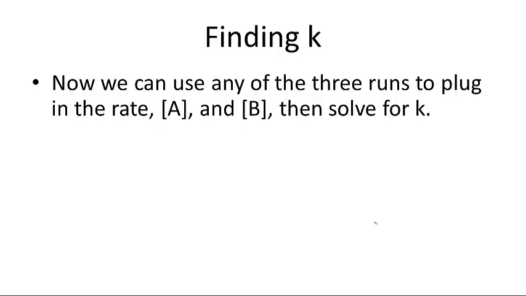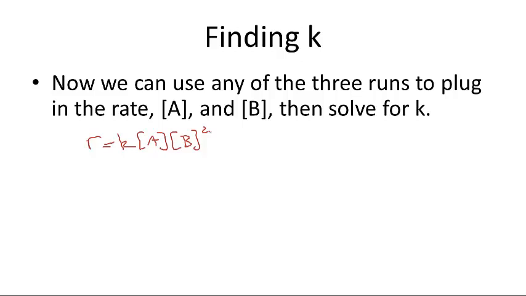You plug in 1 point and solve for the constant. I always like to find the one that has 1. So if our rate law is this, let's be efficient with our time. Which run, 1, 2, or 3, do you think it would be easiest to find k for? I'm going to go with 3.